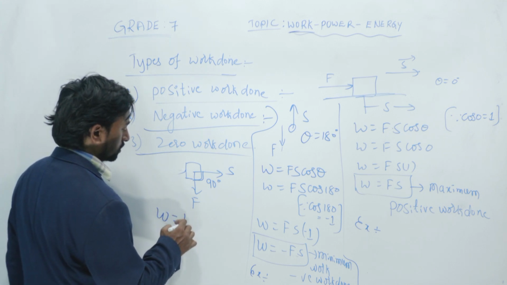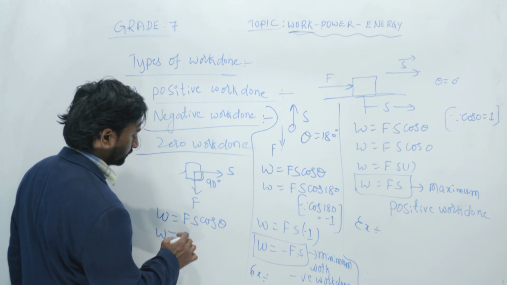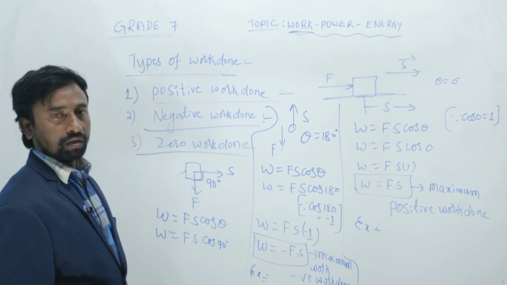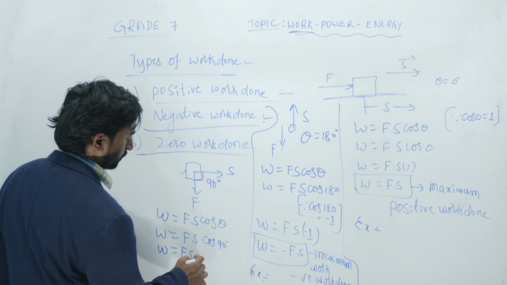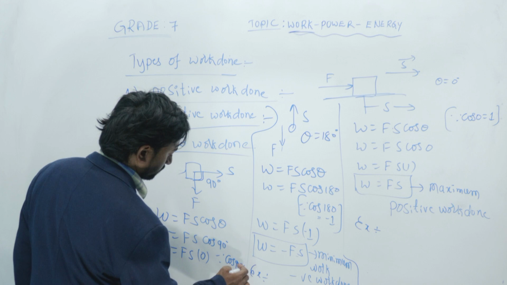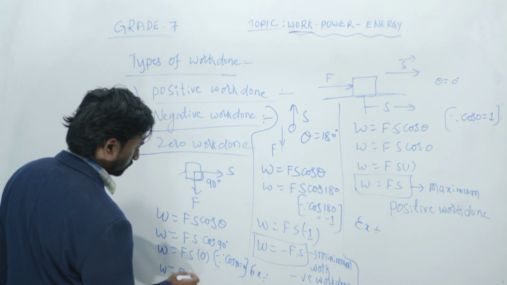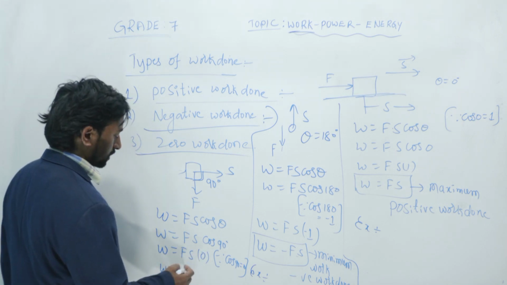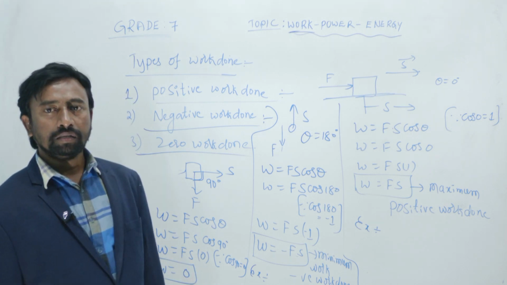Then W is equals to Fs cos theta, so W is equals to F into S cos of 90 degrees. Cos 90 value is 0. Since the cos 90 value is 0, W is equals to Fs into 0. When 0 is multiplied with something, we'll get 0 only. So we'll get zero work done.